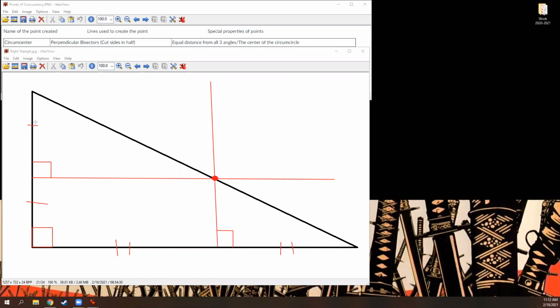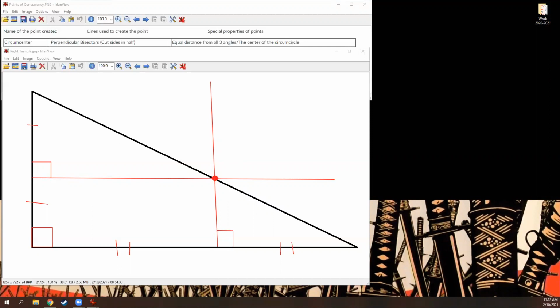When you cut the two 90-degree sides in half, their perpendicular bisectors are always going to land somewhere on the hypotenuse. They're always going to be on the triangle. So in an acute triangle, the point is in the triangle. In a right triangle, it's on the triangle, on the hypotenuse.